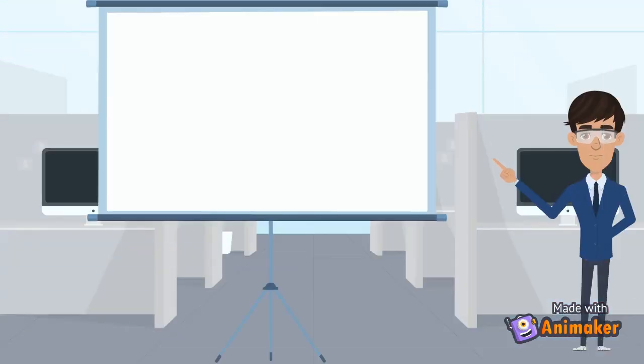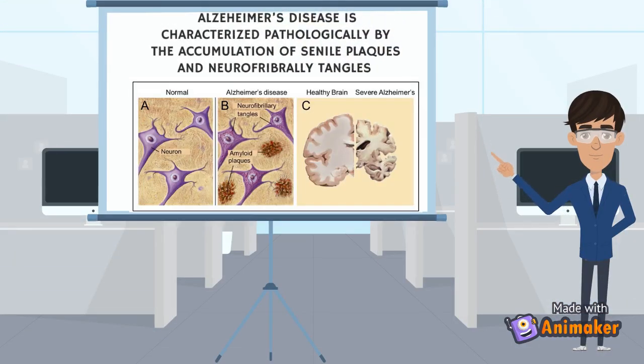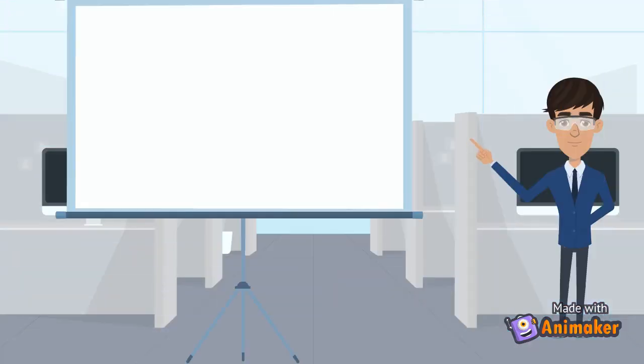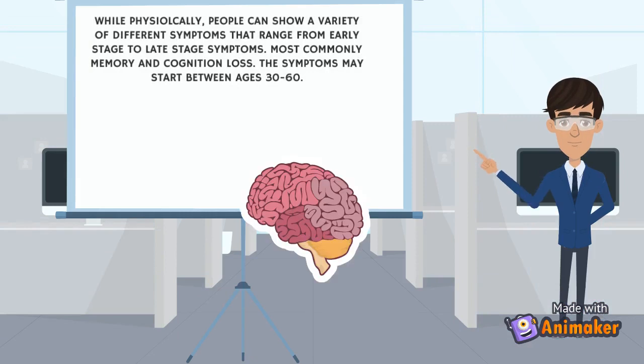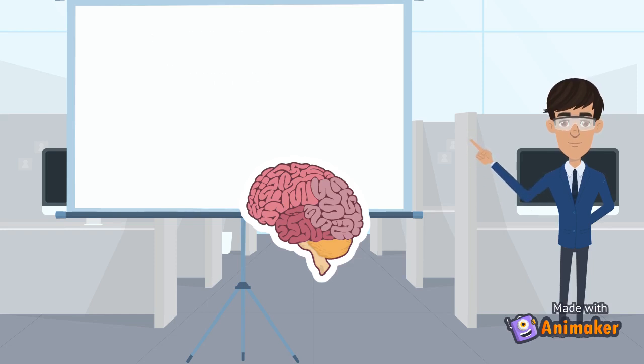Now let's talk about the disease itself. Alzheimer's is characterized pathologically by the accumulation of senile plaques and neurofibrillary tangles. While physiologically, the disease will manifest itself in different ways depending on who you are and the stage it's at, but the most common is memory and cognition loss, and the symptoms may start to show up between the ages of 30 to 60 on average.